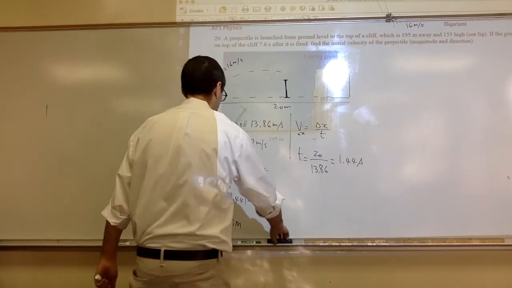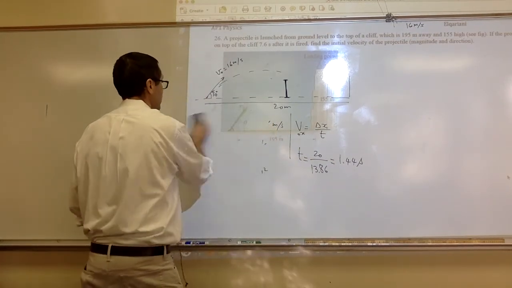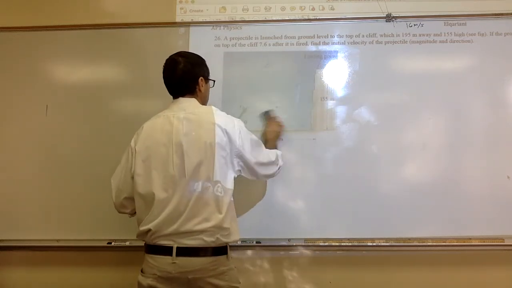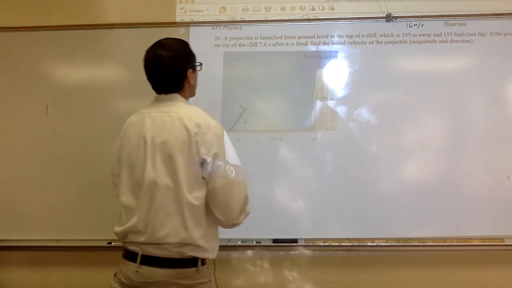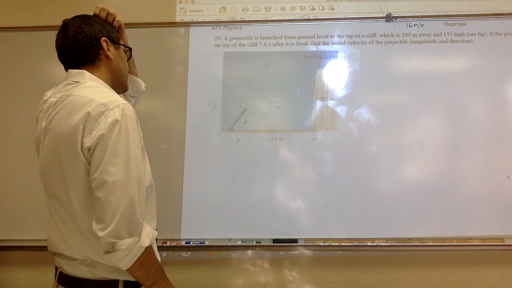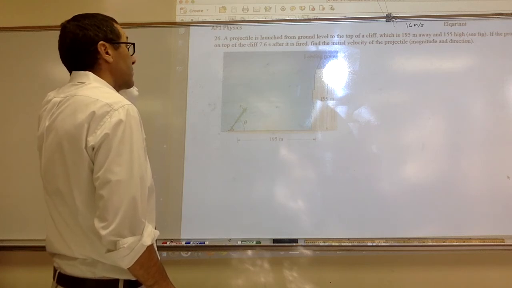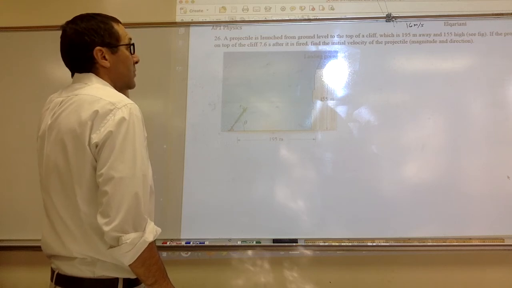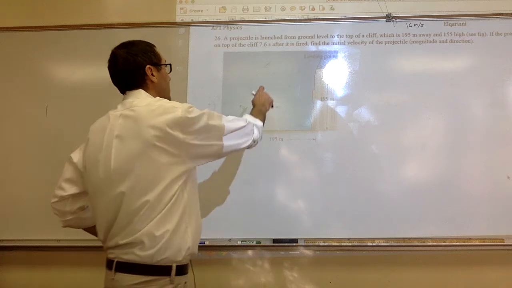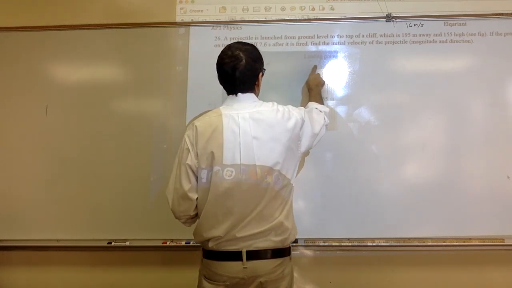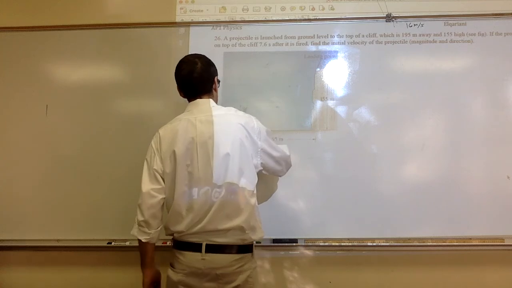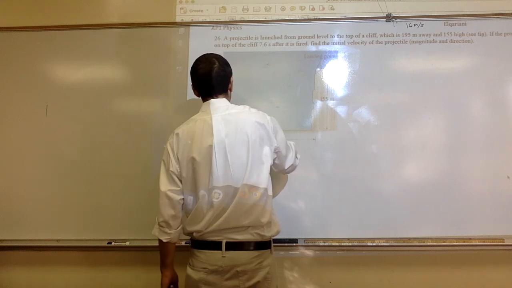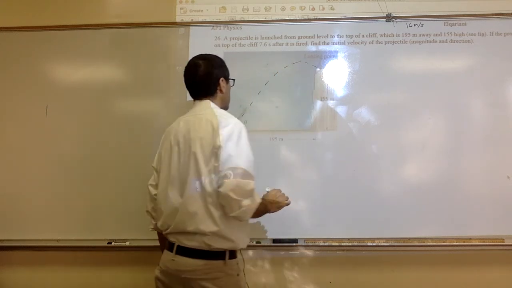All right, 26. A projectile is launched from ground level to the top of a cliff, which is 195 meters away and 155 meters high. If the projectile lands on top of the cliff, now with problems like this, never assume that the highest point is right where the cliff is. Based on the picture, it looks like it reaches the highest point there. So it does something like this.